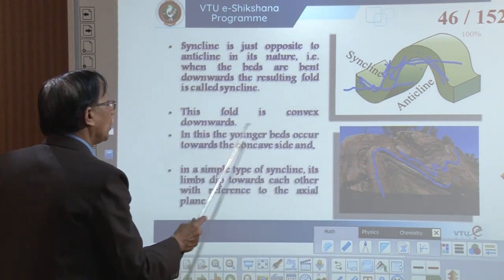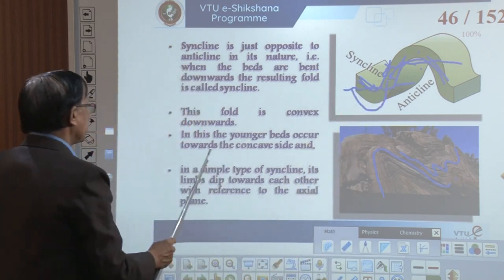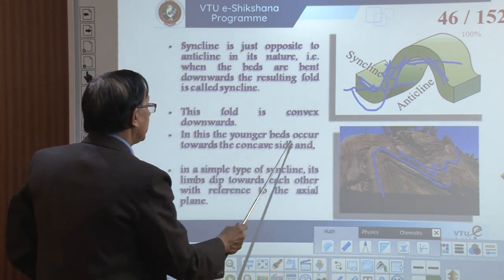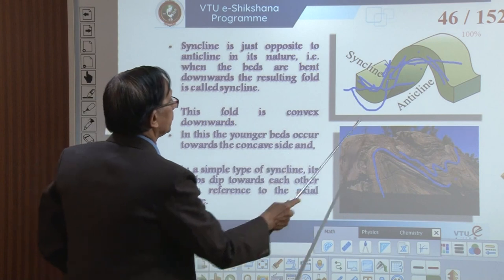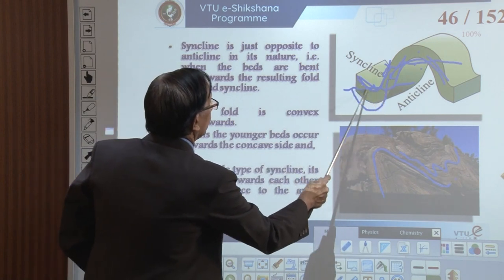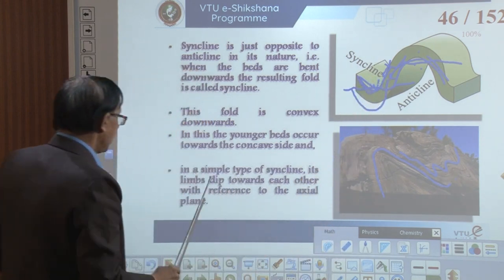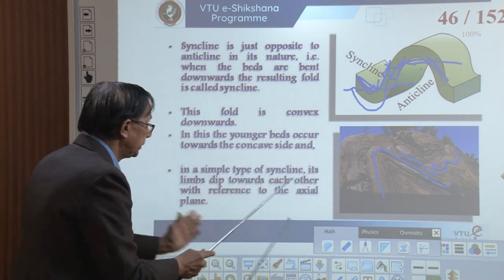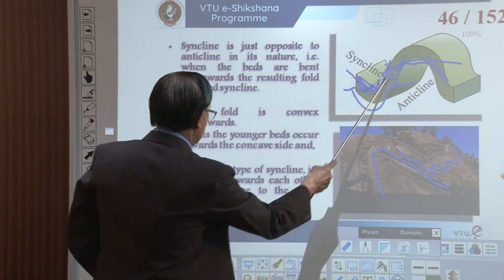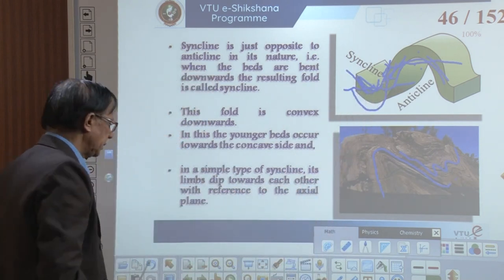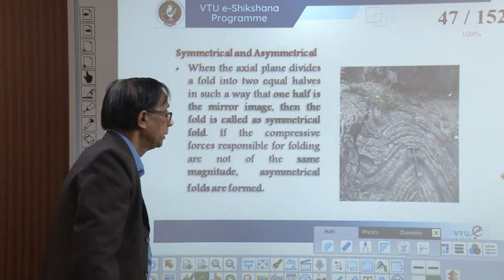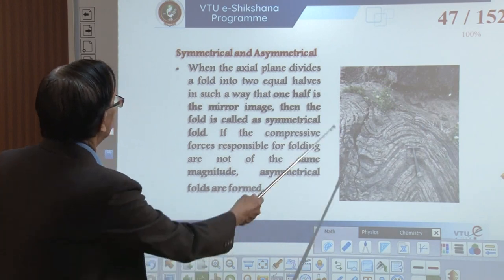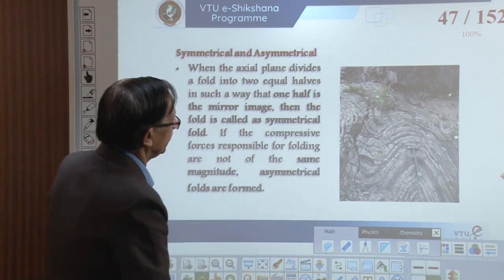This fold is convex downward. In this, the younger beds occur toward the concave side. This is the concave side, younger rocks are there. In a simple type of syncline, its limbs dip towards each other. The beds dip towards each other with reference to the axial plane. This is a syncline, and just now I have shown a symmetrical one.